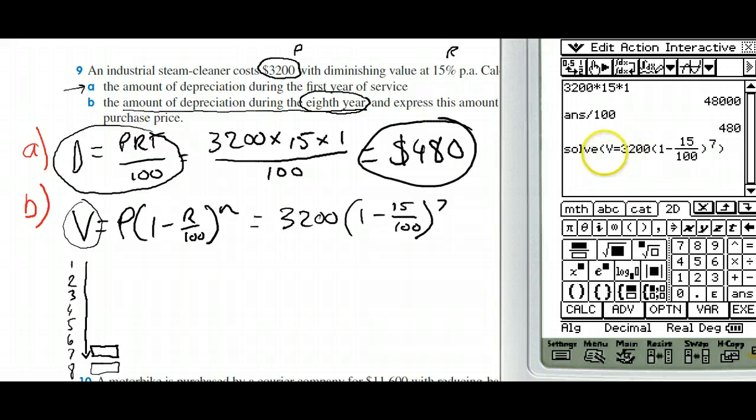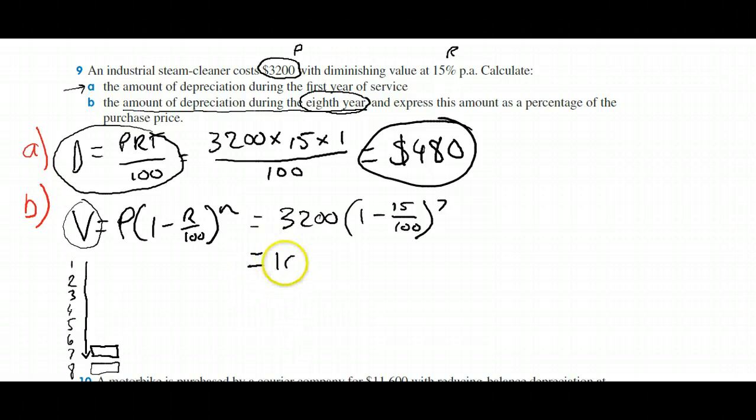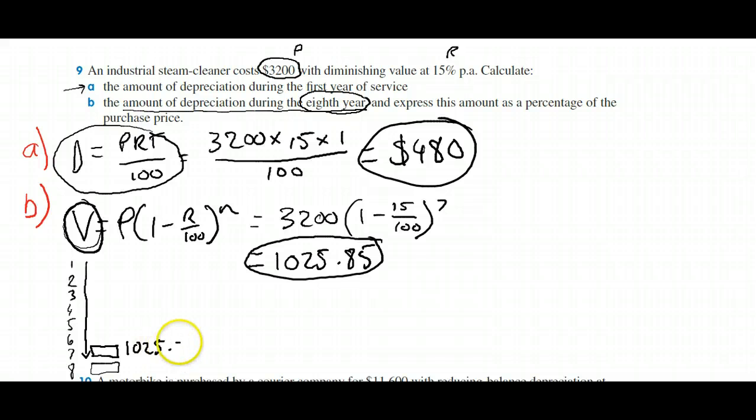Okay, now you can see here the equation in the calculator, just as I've written it on the notepad here, and when we evaluate that, we get no solution because I forgot to put in comma and V. Let's try it now. Okay, V equals 1,025 and 85 cents. Now that, let's make it clear, is the value of the steam cleaner after 7 years. It's not the amount of depreciation. So now we know after 7 years the value of the steam cleaner is this.